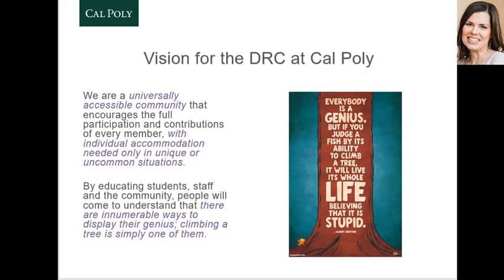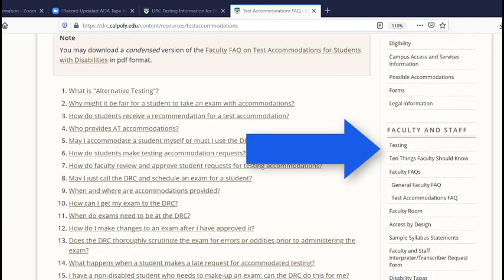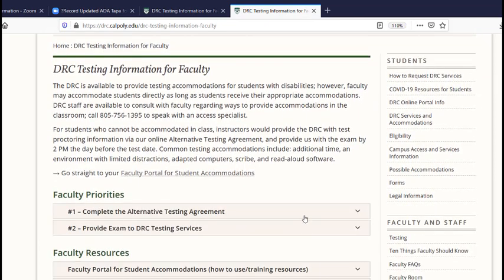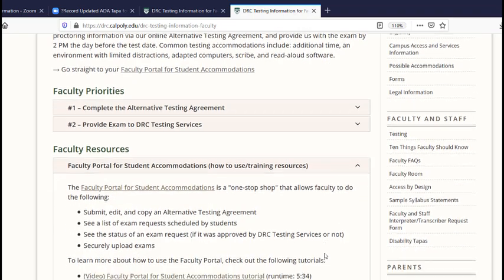Oh, you want to add something? Yeah, on those web pages, thank you for pointing that out, because there's a whole section on testing and videos that can train faculty on how to work with our online accommodation faculty portal where you can see all the students in your class that have requested accommodation. So in addition to getting that email, you could just pull up each of your classes and see which students have requested accommodations and what those are. So look on the DRC portal for faculty and testing, and all that's there.